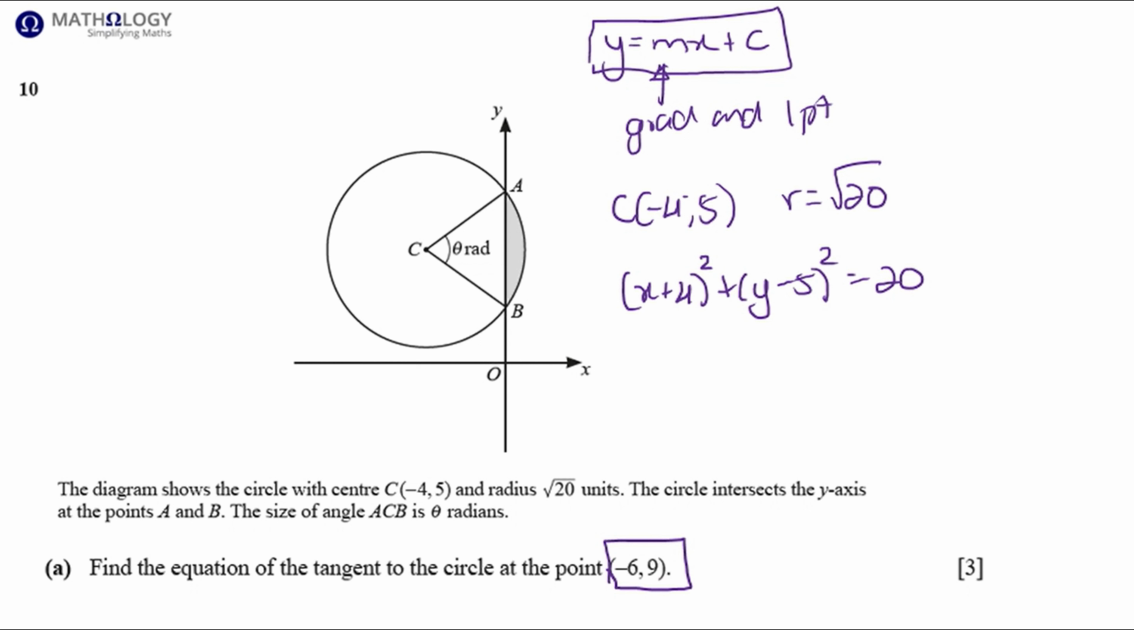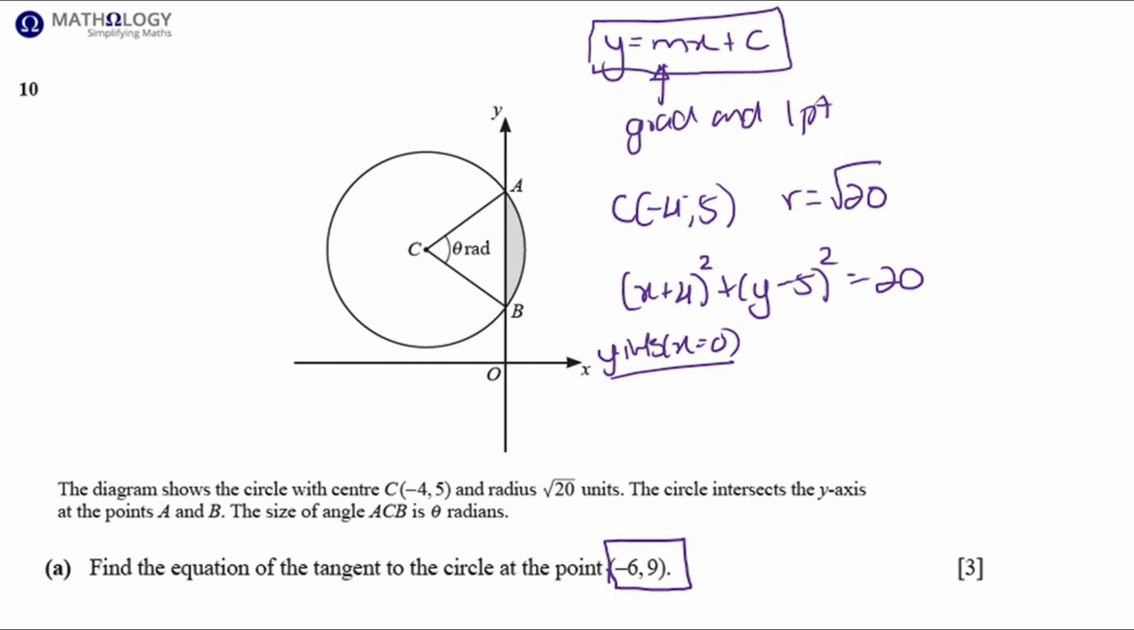Now the circle cuts the y-axis at the points A and B. So because they're y-intercepts, the x-coordinates of A and B will both be 0. So to find the y-intercept, we put x equal to 0.